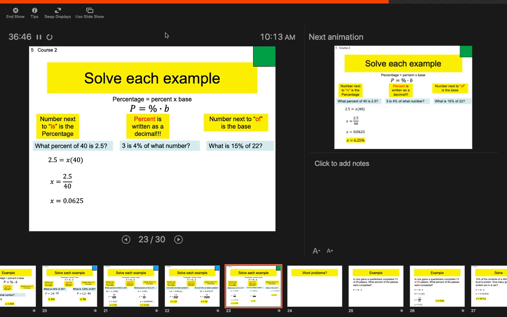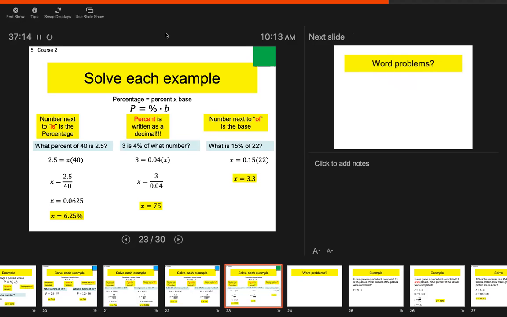So 6.25%. If I read this from left to right, or right to left, there's only one word next to 3, is. So there's your P. Well, percent to percent. Remember, you have to write that as a decimal. Do your division. 75. There's only one word next to 22, of. So there's your B. Well, there's your percent. Remember, write as a decimal. Get your answer. Questions?